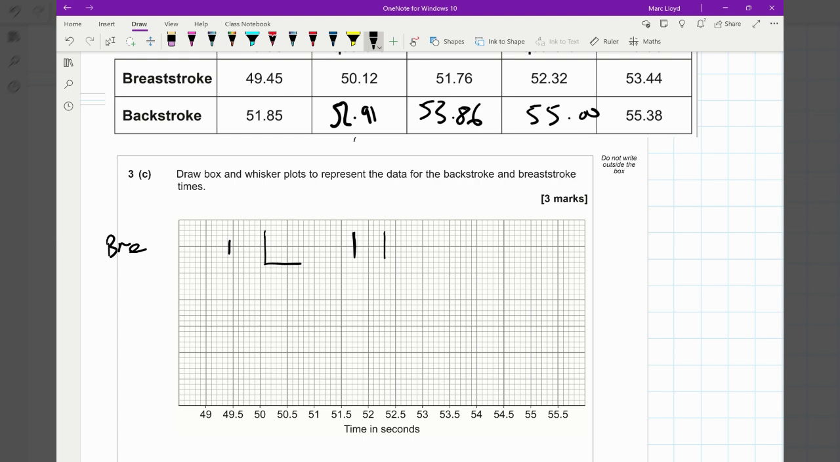I can tie that all together now. Go across to there, there, and across to there. And 53.44, 53.4, just there, look. Across there, and across there, sorted. Right, we've got to do it for backstroke now as well. So 51.85, that'll be in the middle here. 52.91. 53.86, that's going to be in the middle of there. 55 flat, which is really helpful for the purposes of drawing this. That one's not in the middle of any of the squares. And then finally 55.38, so that can kind of go there. Across and across. Okay, fantastic.